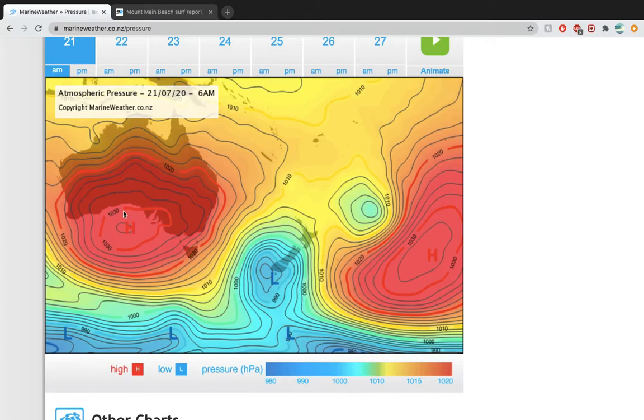So this is pretty much like an air gun being shot to the surface. This is like a vacuum cleaner having air sucked away from the surface.